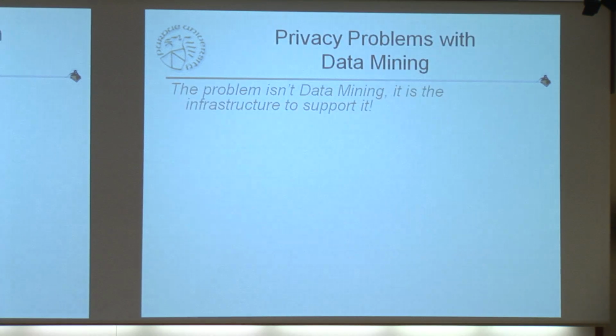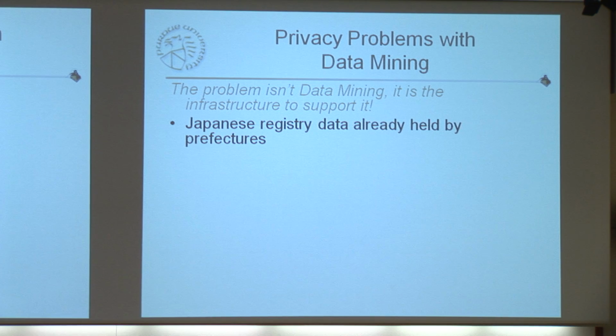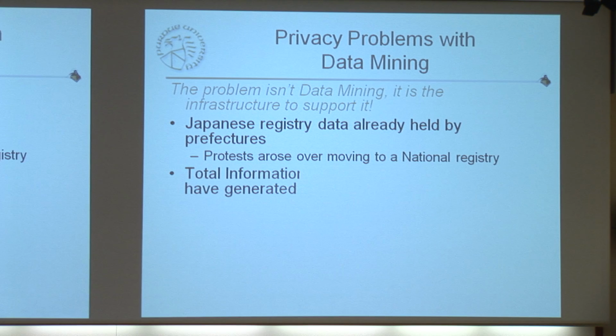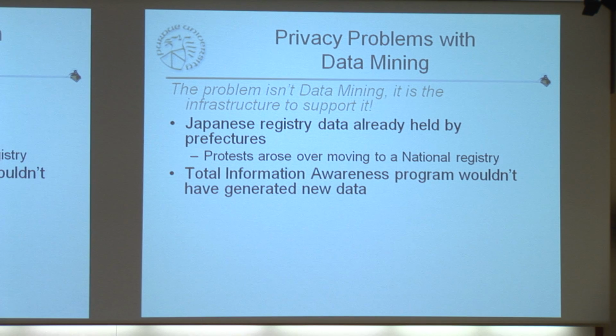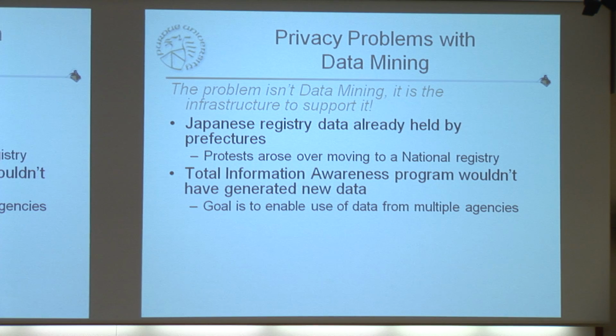OK, so what are the problems? Well, it isn't data mining. It's the infrastructure to support it. The protests in Japan were about moving data to a national registry from local registries. The Total Information Awareness program, they weren't going to generate new data. They were just going to make it much more widely available. Information that was held by one agency was going to be available to others.